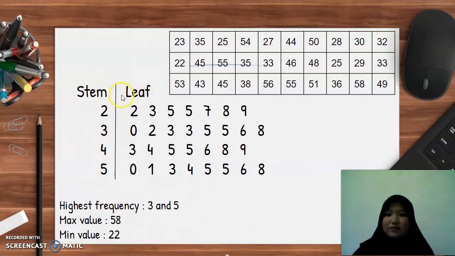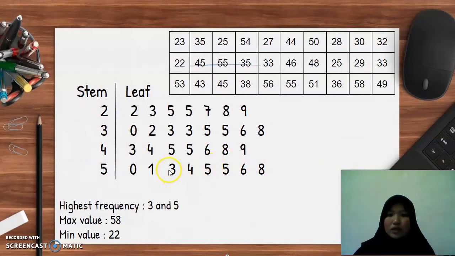And for the leaf column, we need to insert the second digit of every number based on the digit on the stem column. For example, number 22, we insert 2. 23, we insert the number 3. For the number 25, we have double 25, so we insert two 5s, and so on until 29. So after we insert all the numbers, we will get this type of stem and leaf.